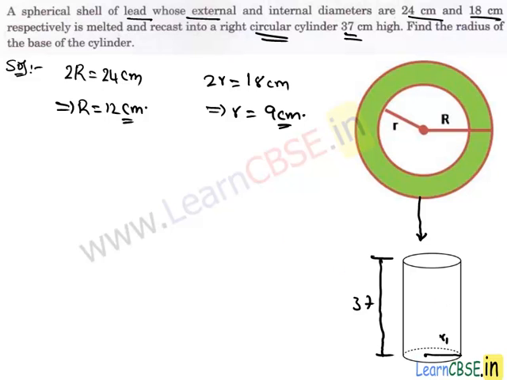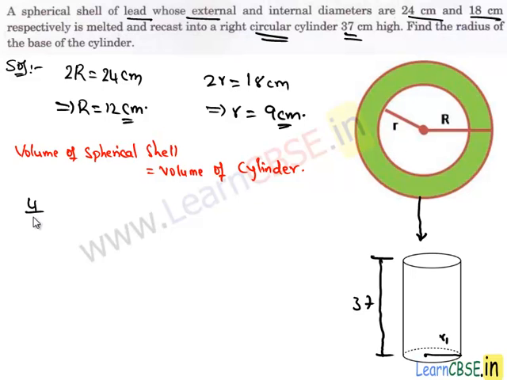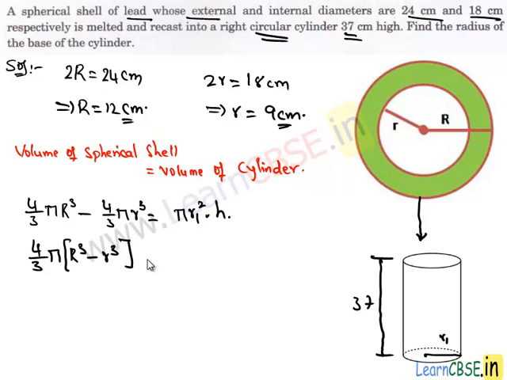So let's frame an equation. To get the volume of this shell, we have to subtract the volume of inner shell from the volume of external shell. Volume of external shell is 4/3 pi capital R cube, and volume of inner shell is 4/3 pi small r cube. And volume of cylinder is area of base circle into its height, which is pi r1 square times h. By taking 4/3 pi common, we remain with R cube minus small r cube, and here we have pi r1 square times h.